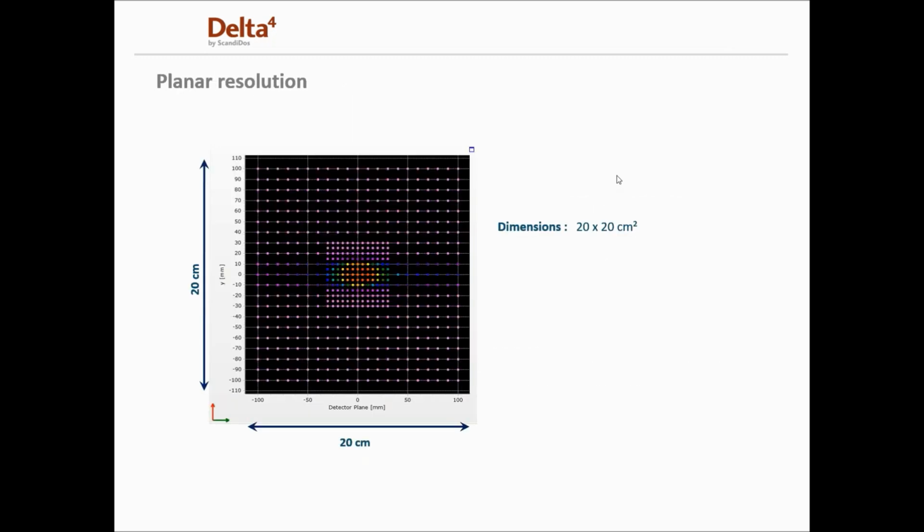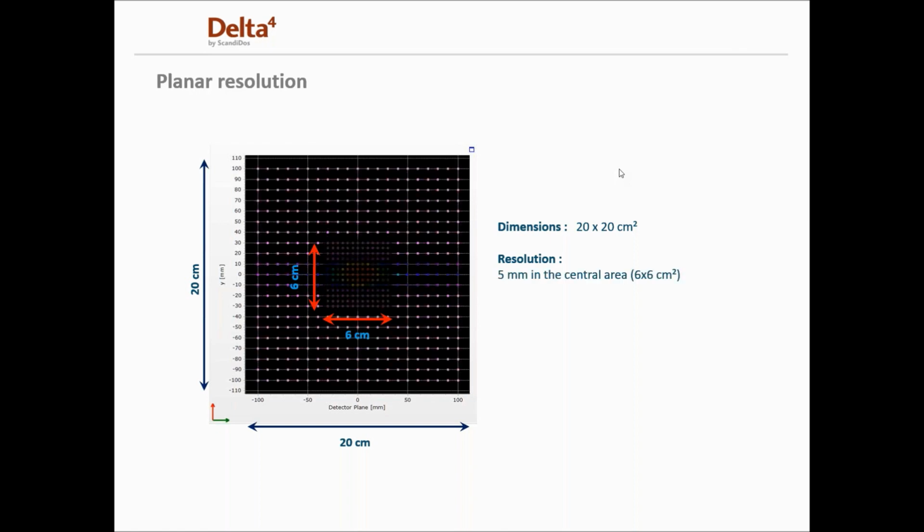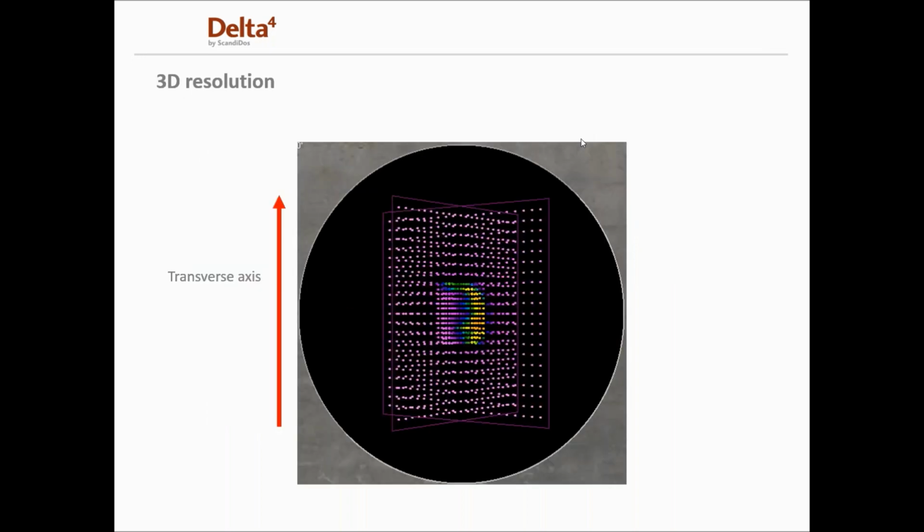As you know, Delta4 has a double resolution. In the central area, the distance between two detectors is 5 millimeters, and in periphery, the detectors are distant by 10 millimeters. This is here a planar resolution. But of course, when we look at the Phantom, due to the overlap of the planes, the 3D resolution is better, as you can see on this view, depending on the gantry angle, of course.